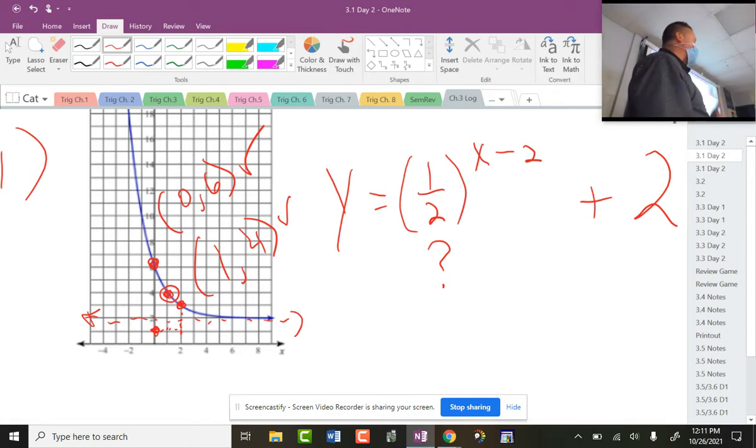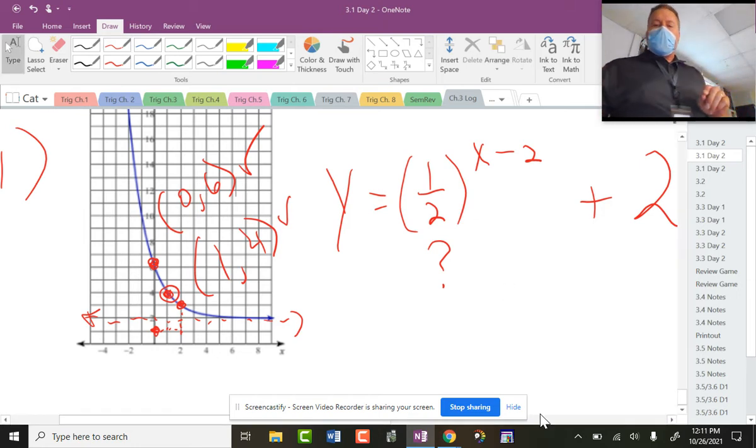So they're telling me it's exponential. They're telling me that we have some sort of transformation. This fits with those 3 coordinates. So that's how input, output helps you there.